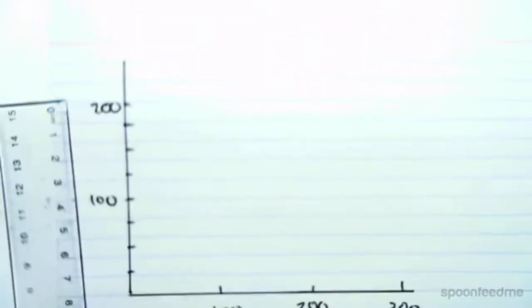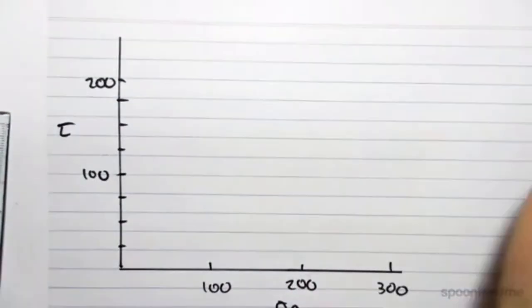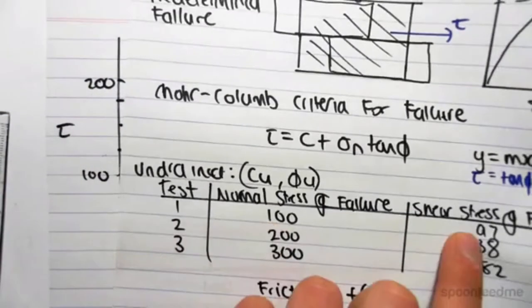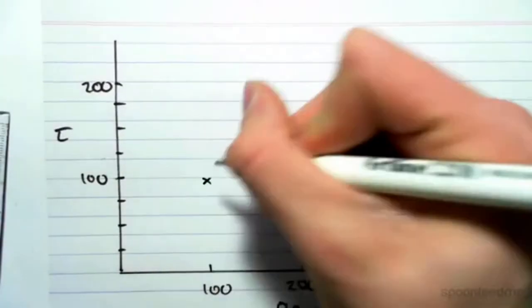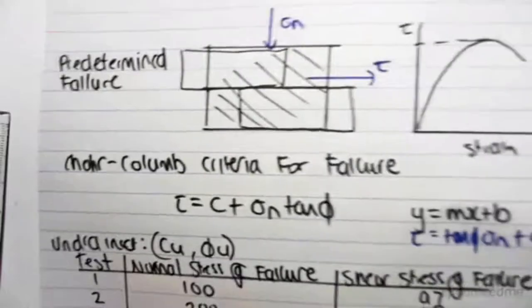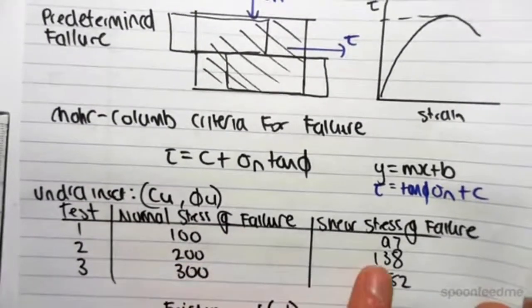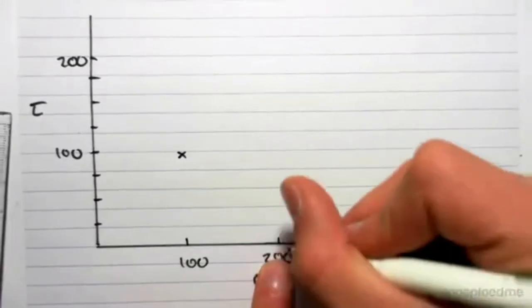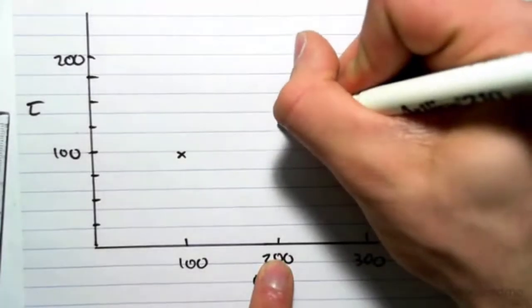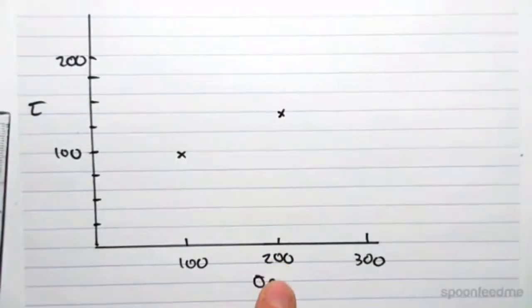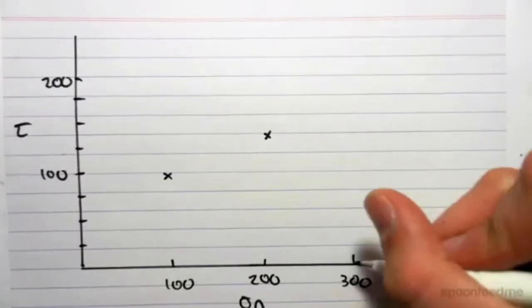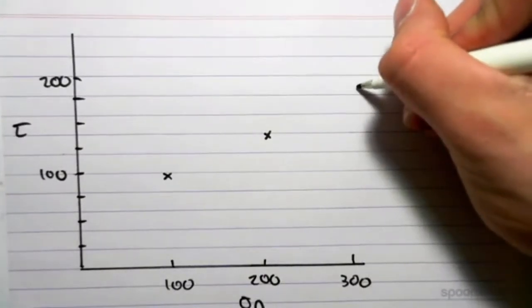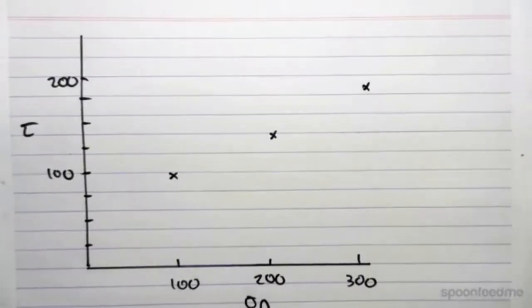So we would come to this graph and plot all our points, and this of course is the shear stress. So we have 197, which would be around there. We have 200, 138. So 200 and 138, that's 125, so 138 is around there. And 300 and 182. So 300 and 182, that's 175, so 182 is around there.